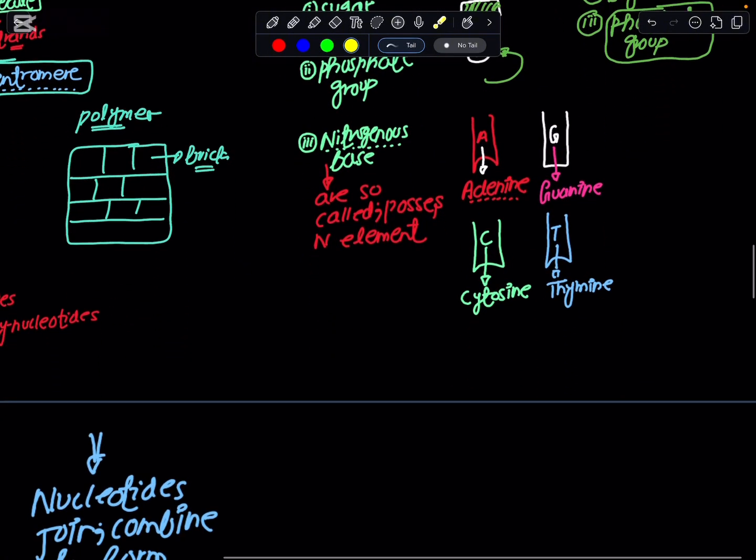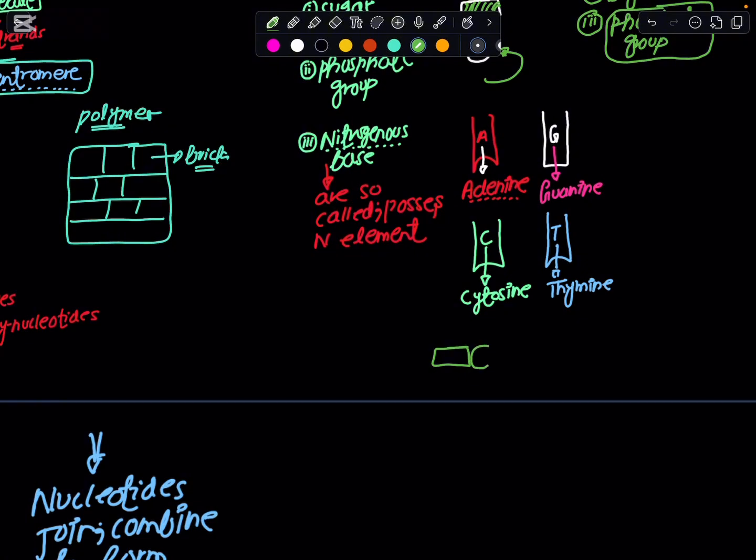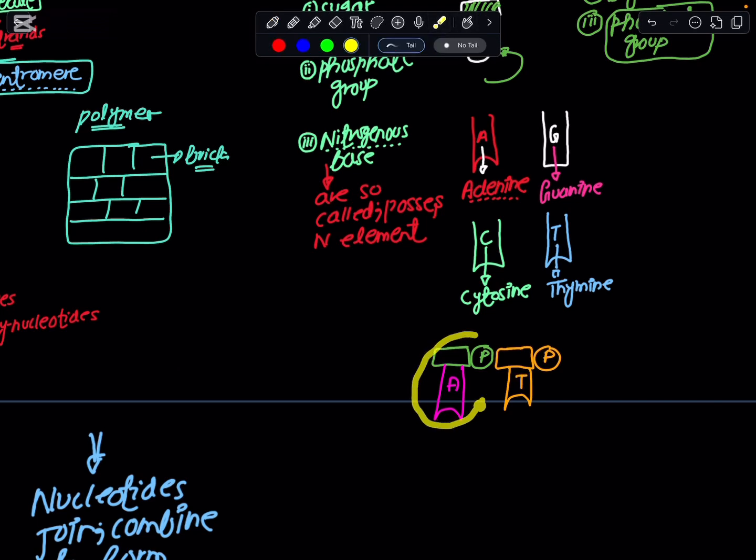If someone asks me to make an adenine-containing nucleotide, I make a sugar, I make the phosphate, and then I write A here. So this is an adenine-containing nucleotide. Now I join it with a thymine nucleotide. Here I have the sugar, then the phosphate group, and then I write T here. So this one repeating unit of the DNA is one nucleotide, and this is another nucleotide.